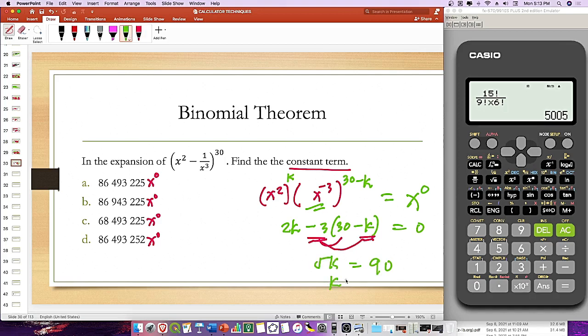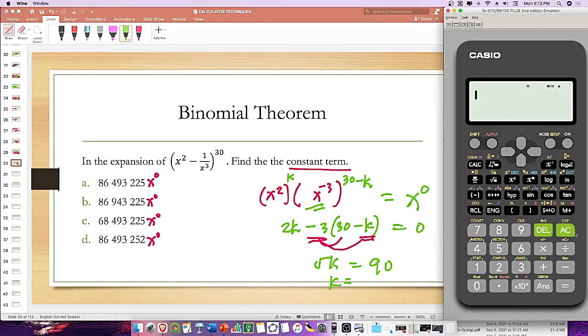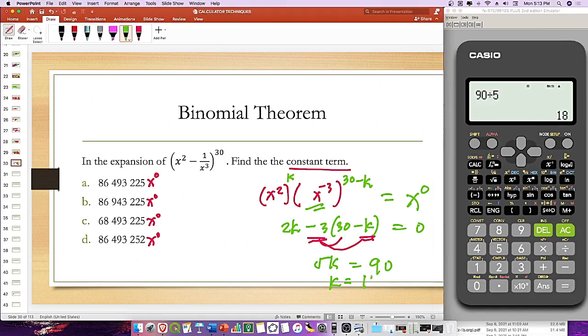Meaning to say k is equal to 90 divided by 5. So what is 90 divided by 5? 18. If you are not sure, you can use your calculator. 90 divided by 5, that's 18. So meaning to say k is 18. So we can write the expansion. I will just use this color. x squared raised to 18. That's the value of k.